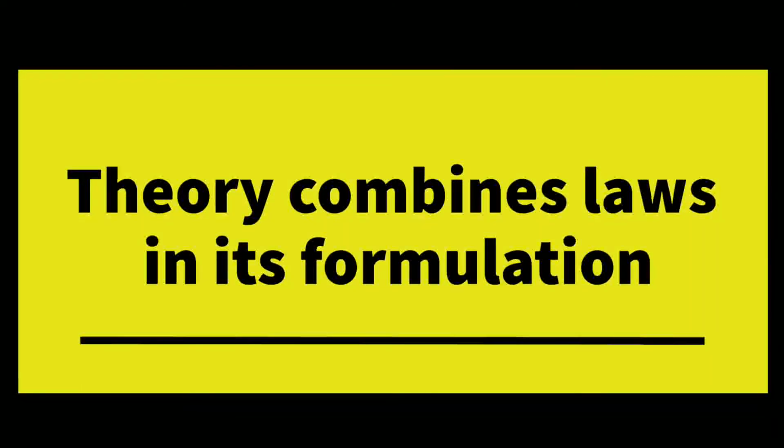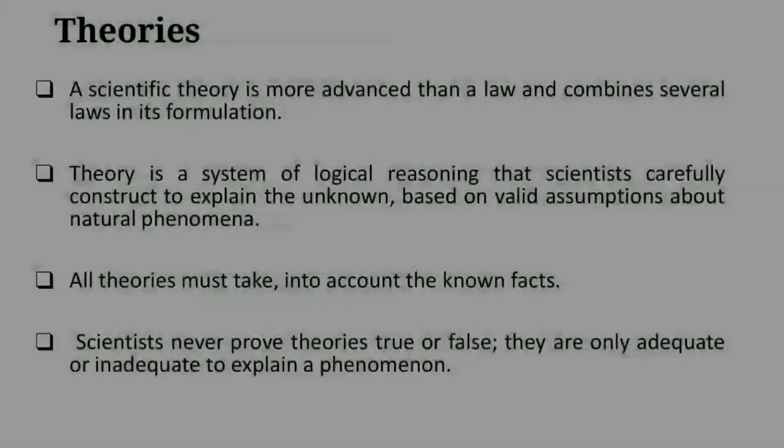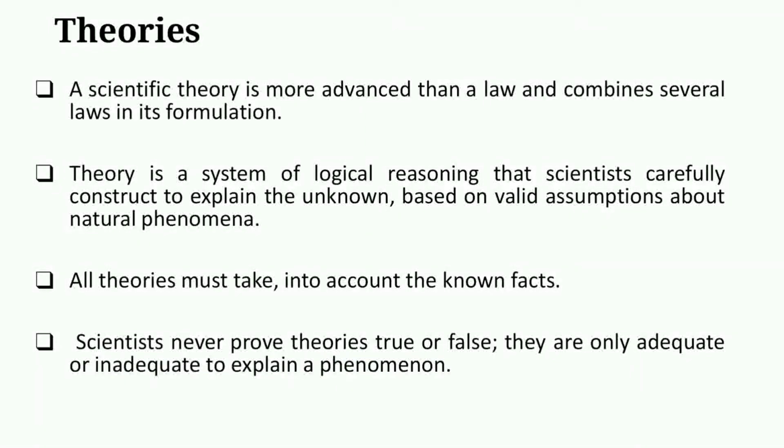And theories as a form of knowledge is more advanced than law and combines several laws in its formulation. A theory is a system of logical reasoning that scientists carefully construct to explain the unknown based on valid assumptions about natural phenomena. All theories must take into account all known facts. So, scientists never prove theories true or false. They rather see it as whether it is adequate or inadequate to explain a phenomenon.